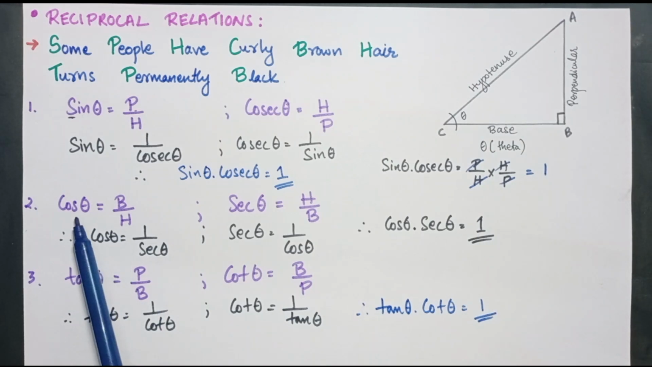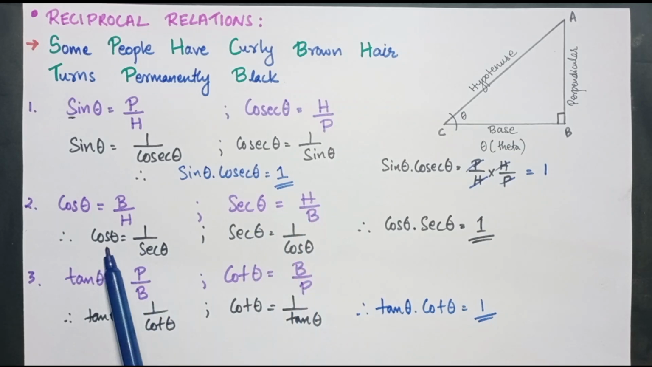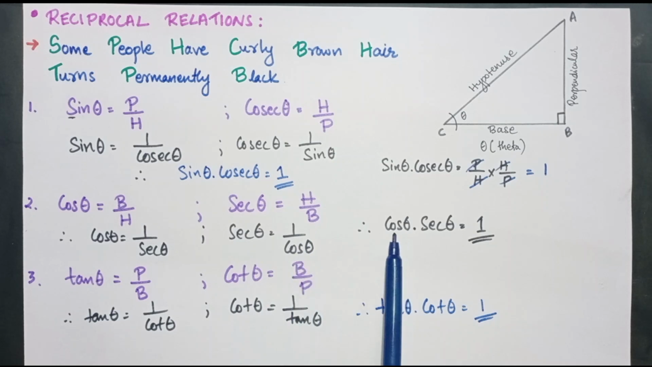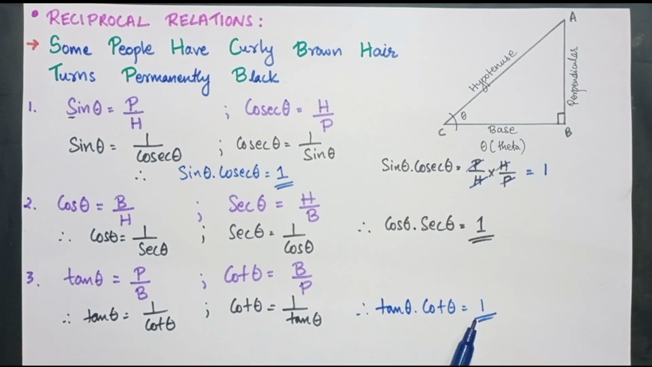Okay. Similarly, curly brown hair. So cos reciprocal is your sec theta, so it's h by b. So cos theta I can write 1 by sec theta. Sec theta equals to 1 by cos theta. So the product of these two I'll get 1. Similarly, tan theta equals to p by b, turns permanently black. Okay. So tan's reciprocal is your cot theta, so b by p. So tan theta equals to 1 by cot theta. Cot theta equals to 1 by tan. If I multiply both, I'll get 1. Hope you are clear with this.